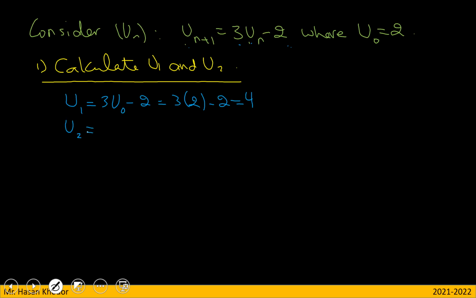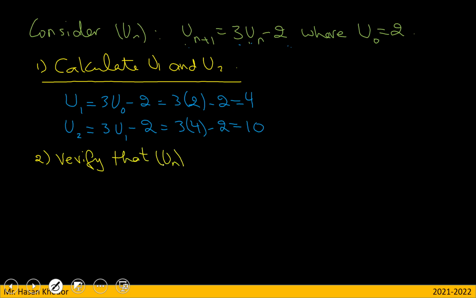Now, what about the second term, u2? Also, it is 3 times what? The preceding term, which is u1. 3 times u1 minus 2, I get 3 times the obtained number 4, you get 12 minus 2, which is equal to 10. Now, in the second part, I'll ask you to show, or verify, that this given sequence un is neither an arithmetic sequence nor a geometric sequence.